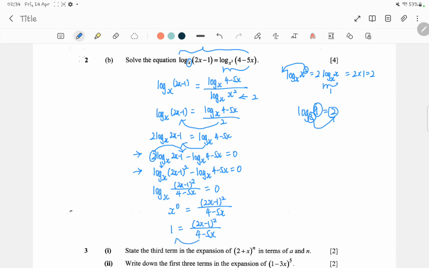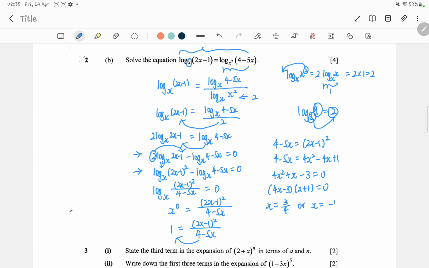Now we're going to multiply this over. So 4 minus 5x equals (2x minus 1) whole thing squared. Now this simplifies to 4 minus 5x equals 4x squared minus 4x plus 1, which means that this is actually 4x squared plus x minus 3 equals 0. Factorizing this, we get (4x minus 3)(x plus 1) equals 0. Solving, we get x equals 3 over 4, or x equals minus 1.